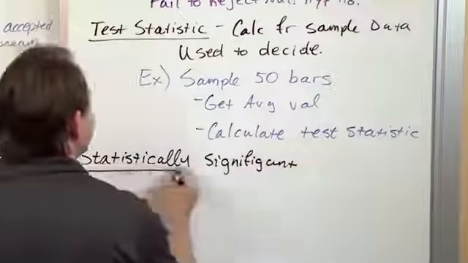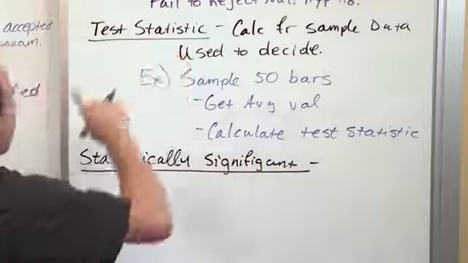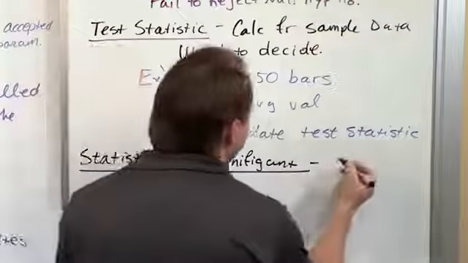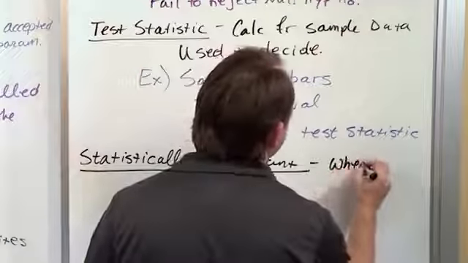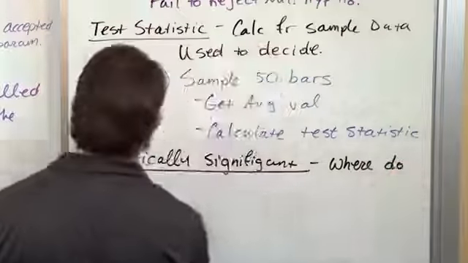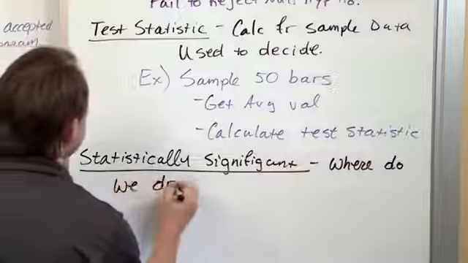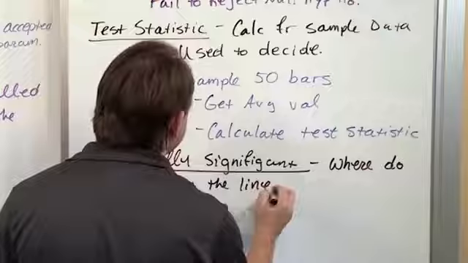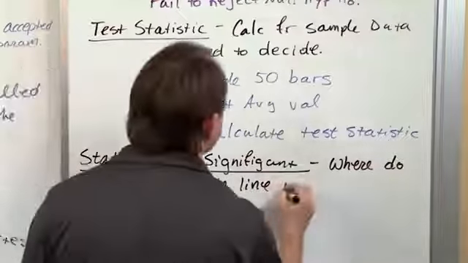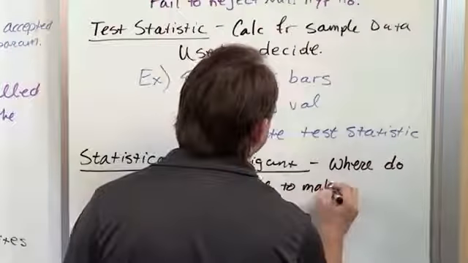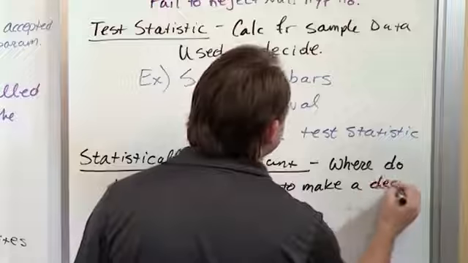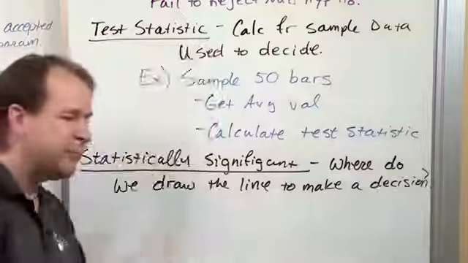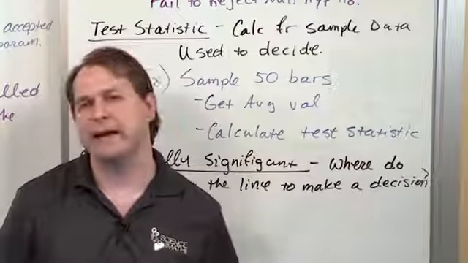And in layman's terms, what is statistically significant in terms of a hypothesis test? What it basically is: where do we draw the line to help us decide if we should reject the null hypothesis or not, to make a decision? Okay, so to put it into concrete terms, we have this candy bar factory.